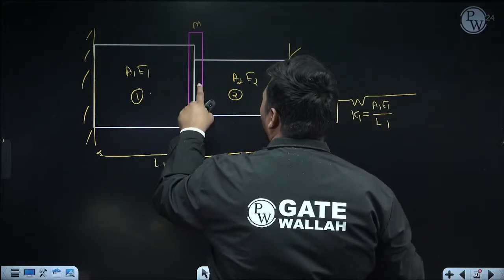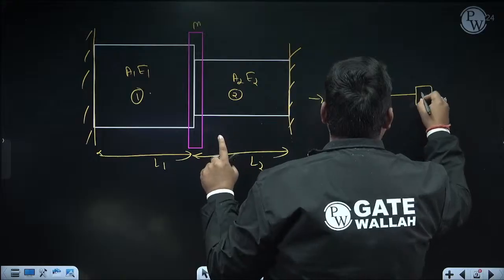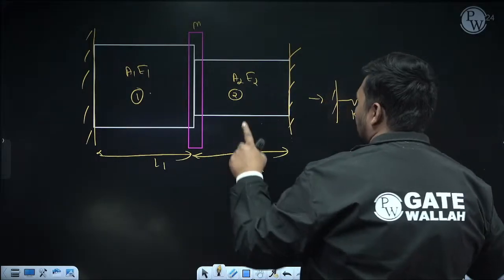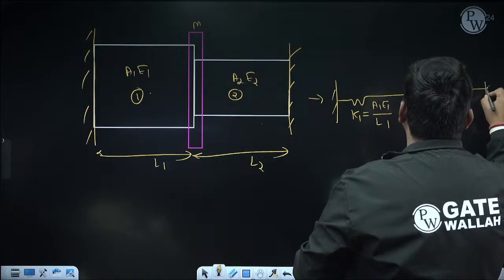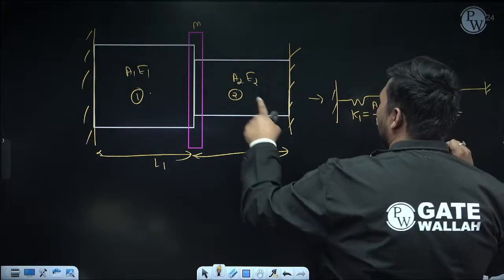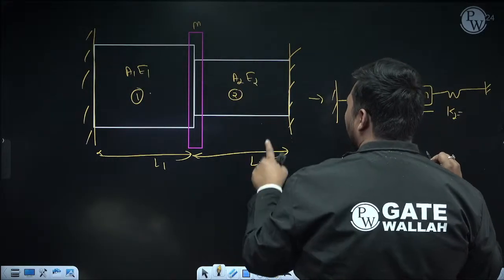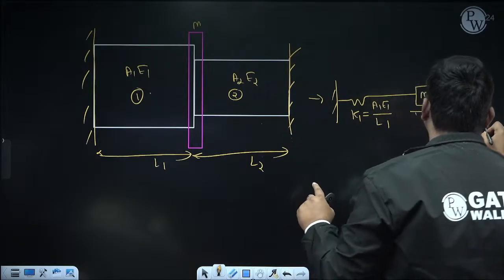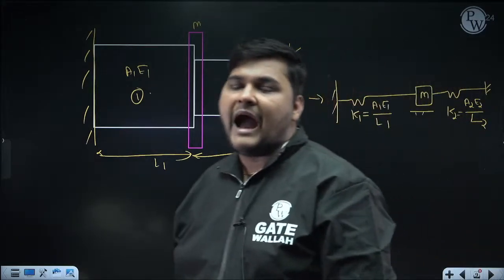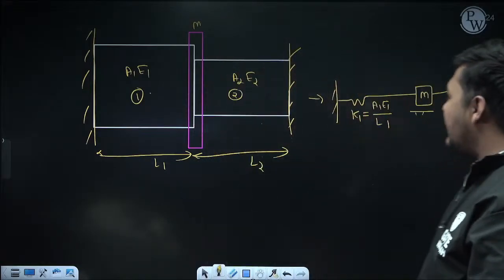Now with this, the rotor is attached. So first attach the rotor, whose mass is M. After that, this side, bar 2 is attached, whose axial stiffness is K2. And how can we calculate K2? The axial rigidity of this portion is A2 E2 and length is L2. So it is A2 E2 upon L2. That's it. Now after drawing this equivalent diagram, we can calculate the overall K equivalent.